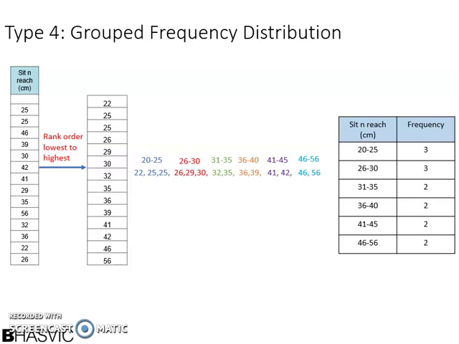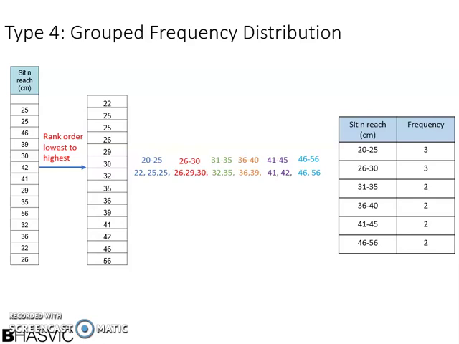As you can see from my example of grouping the sit and reach scores of 14 gymnasts, I've created groups from a range of the data spread. For example, as you can see on the screen, I have made 6 groups of data ranging between 20 to 25, 26 to 30, 31 to 35, 36 to 40, 41 to 45, and finally 46 to 56.